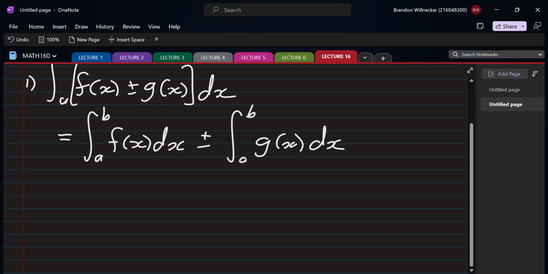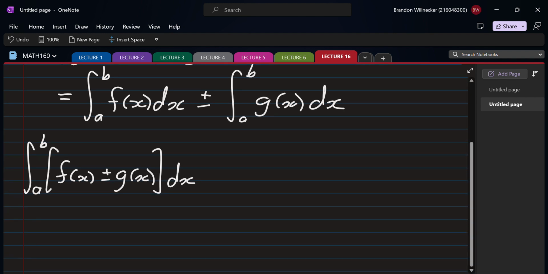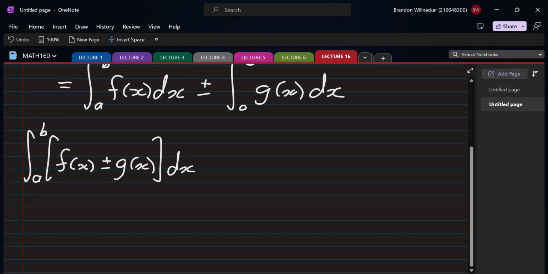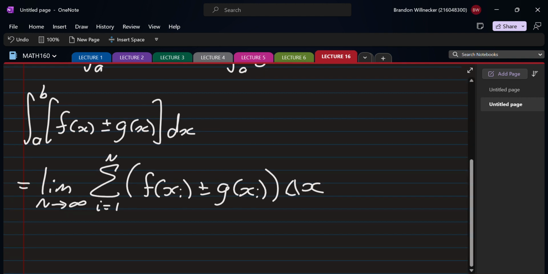Okay, so standard proof. We have the integral from a to b, f of x plus minus g of x dx. Now we're just going to use the definition that we know. So this is going to be the limit as n goes to infinity, the sum from i equals 1 to n. Then we're going to have f of x_i plus minus g of x_i, delta x. Okay, so we've got that.